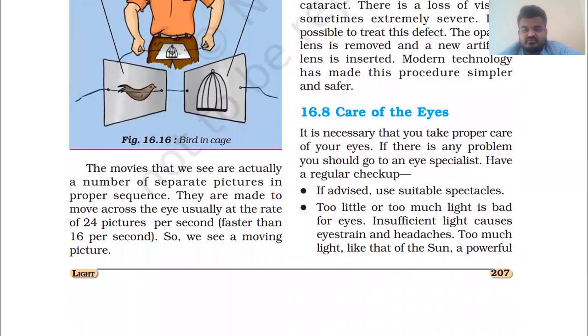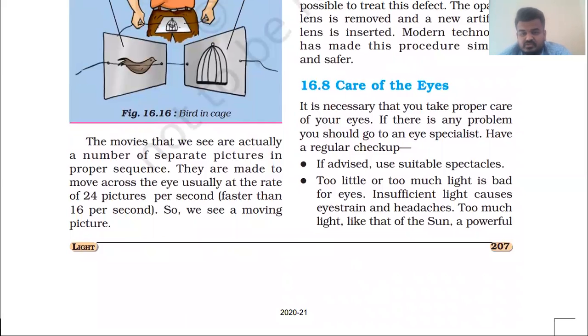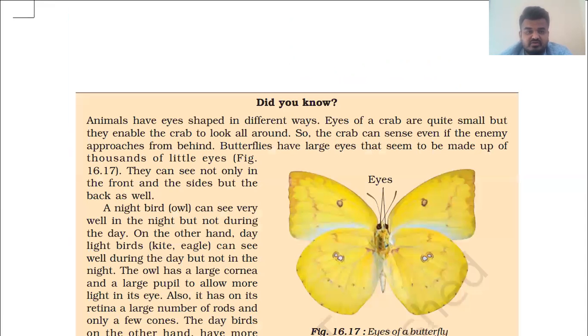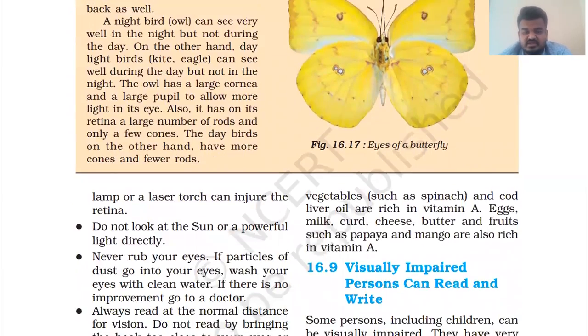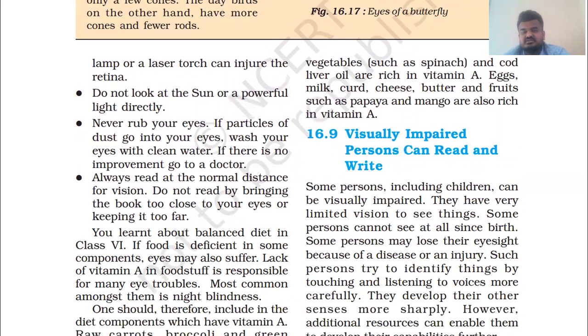Write down these four topics of care of the eyes. It is very important to our routine life also. It's not only about exam purposes. If advised, use suitable spectacles. Too little or too much light is bad for the eyes. Insufficient light causes eye strain and headaches. Too much light, like that of the sun, a powerful lamp, or a laser torch, can injure the retina. And you know that if the retina is injured by something, then what happens? Do not look at the sun or a powerful light like welding or a laser directly.